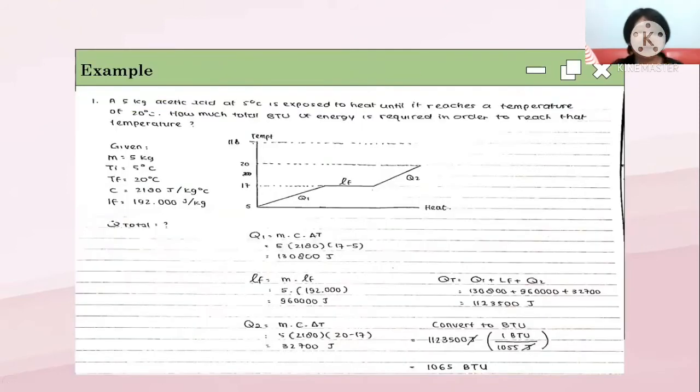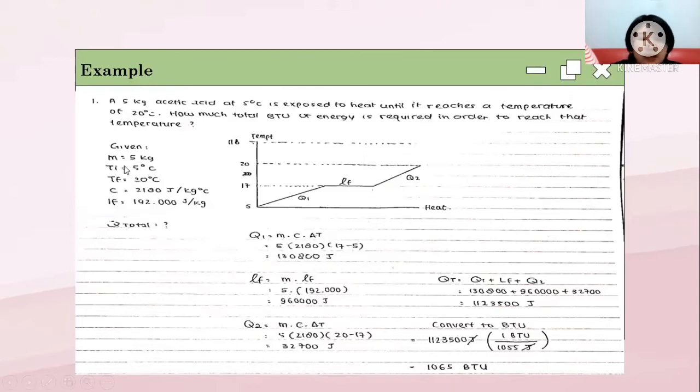With that in mind, let's start the example question. A 5 kilogram of acetic acid at 5 degrees Celsius is exposed to the heat until it reaches a temperature of 20 degrees Celsius. How much total BTU of energy is required in order to reach that temperature? Now we want to find the Q total, the total heat.